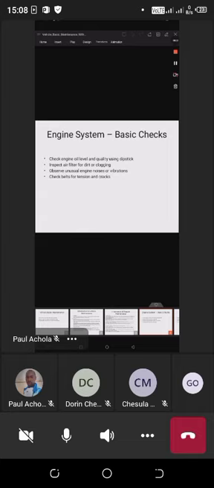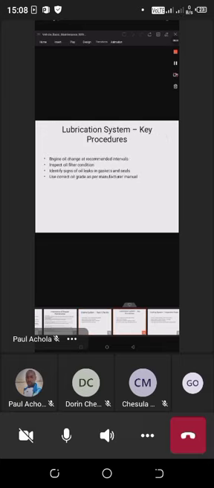The next check is under the lubrication system. Under the lubrication system, you also check the engine oil change. You'll also inspect the oil filter condition, identify signs of oil leaks in gaskets, and use the correct oil grade as per the manufacturer. Due to time, our basic reason for this lesson was to do a little introduction on the topic and the areas that we are going to cover.